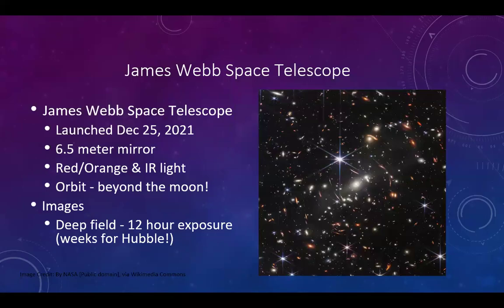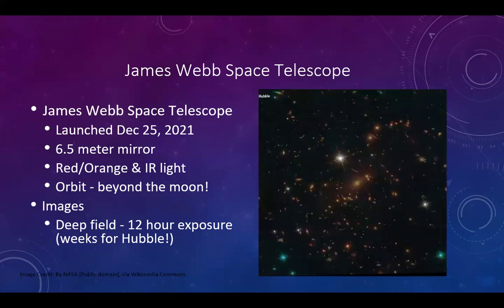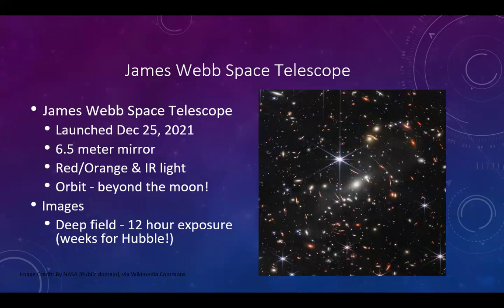And this is a repeat of that deep field observation that Hubble took, where they got a better picture in 12 hours, as opposed to what took weeks for Hubble. So it's a much more powerful telescope. This is what Hubble did. This took weeks, this took 12 hours.